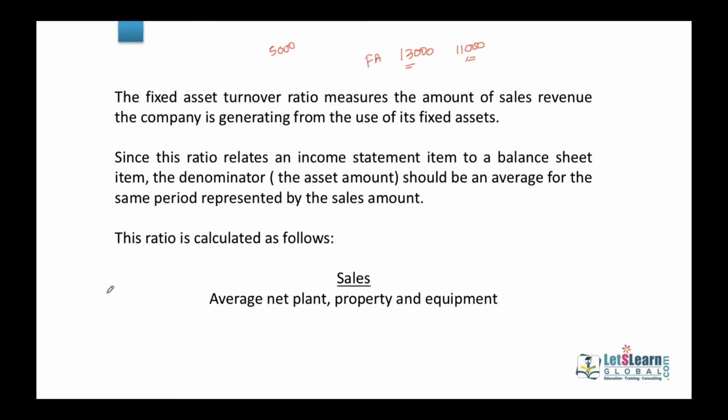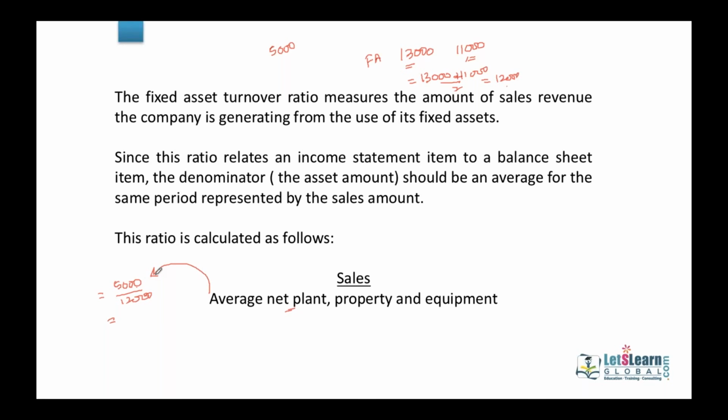Sales 5 million divided by the average of 13 million plus 11 million divided by 2. 24 divided by 2 will give you 12 million. So 5 million divided by 12 million. Using the fixed assets, you are able to make this much sales.